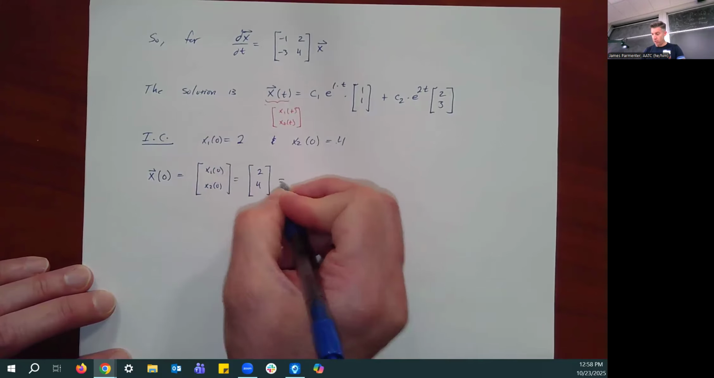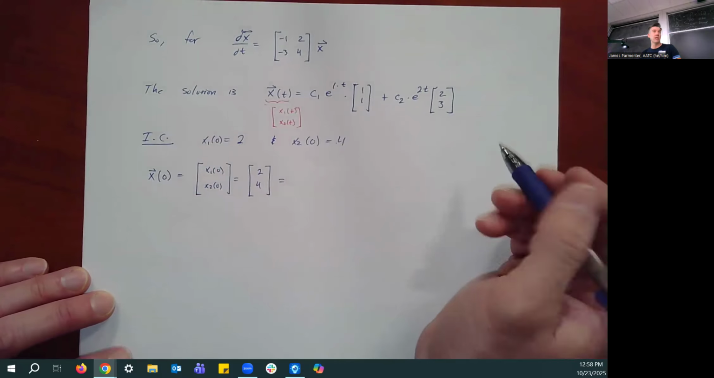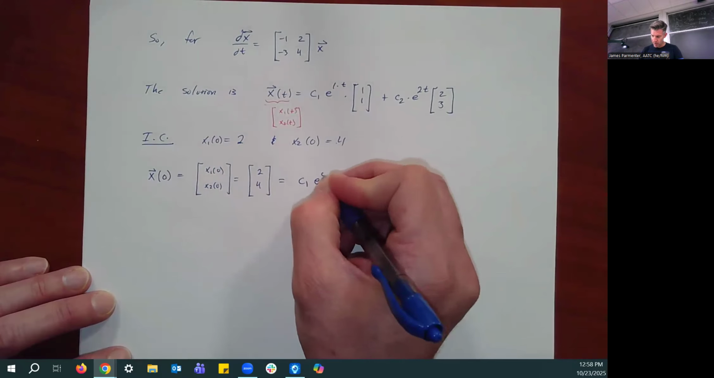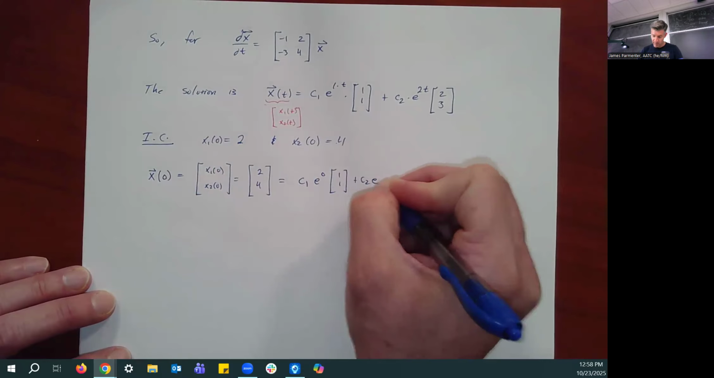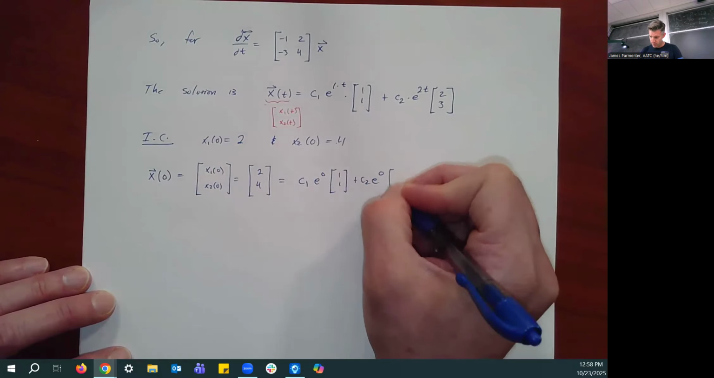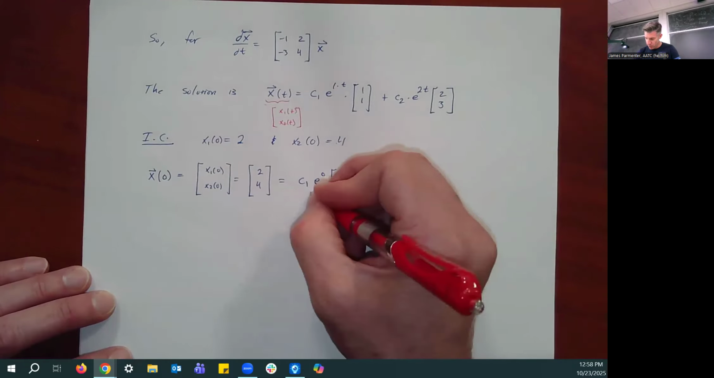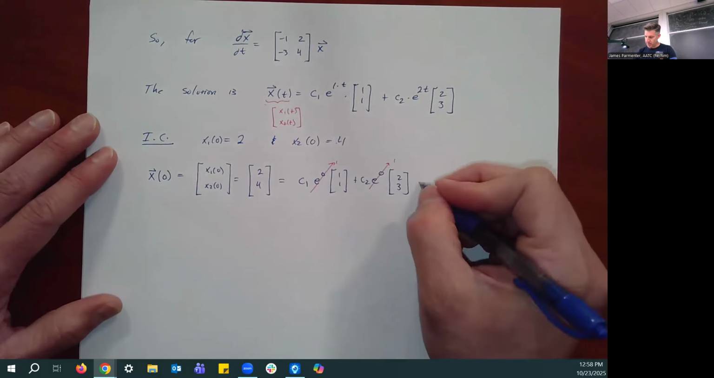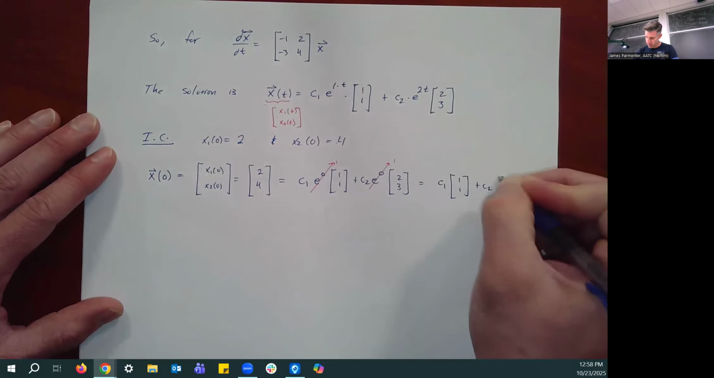But then it's going to equal this whole other side with t equal to 0 plugged in. So it's going to be c1 e to the 0 times 1, 1, plus c2 e to the 2 times 0, which is still 0, times 2, 3. And e to the 0 is 1. So really what we end up with is C1 times 1, 1 plus C2 times 2, 3.